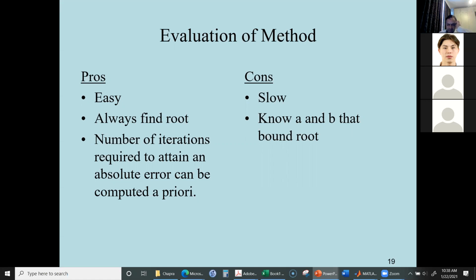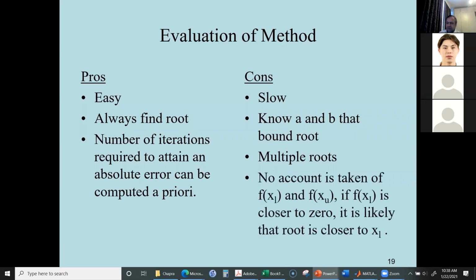determine the interval of a and b. And in the case of multiple roots, we may not be very sure whether we can find all the roots or not. Okay, and then no account is taken of f of xL and f of xU. If f of xL is closer to 0, it is likely that the root is closer to xL. Yeah, since this method is quite rigid, every time it takes half of the interval.